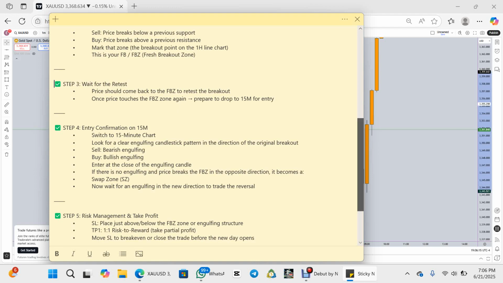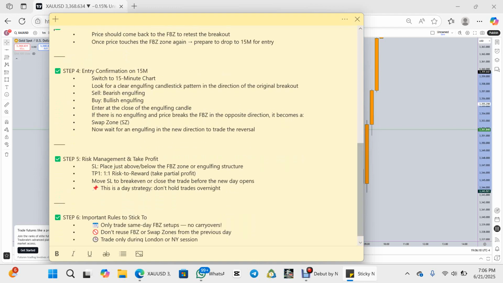Step 5 is talking about your risk management: stop loss, manage and take profit. It's talking about placing your stop loss above or below, depending on whether you're buying or you're selling, like I just showed you guys now. Then target 1:1. First of all, secure your 1:1 before you start looking for any other profits. So move SL to break even or close the trade before the new day opens.